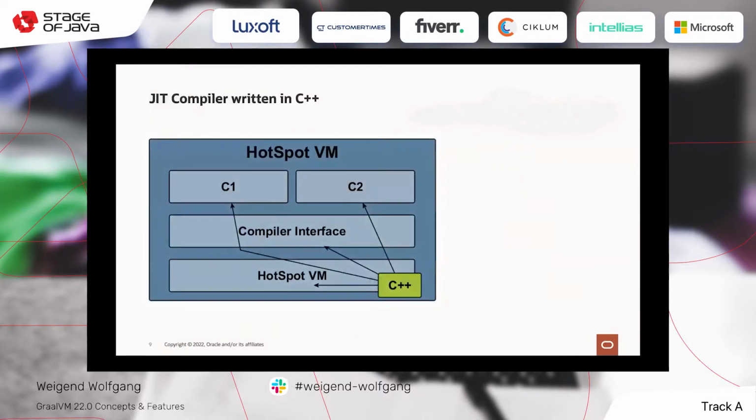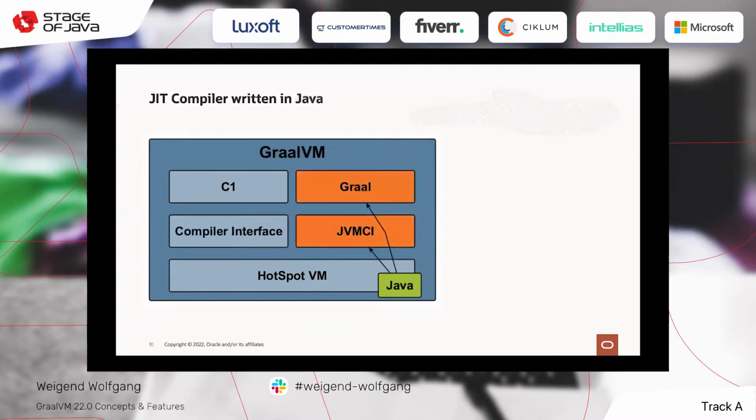So I mentioned this, the HotSpot VM. The C2 JIT compiler is written in C++, as all of the components of the HotSpot VM. Java exists for 27 years this year. And with GraalVM, we just replace the C2 compiler. And this was possible because of the JVM compiler interface, which provided the abstraction layer. And this was in the year 2012.